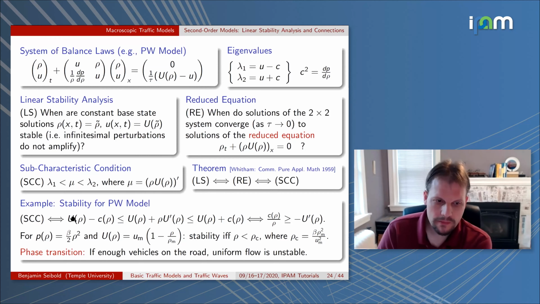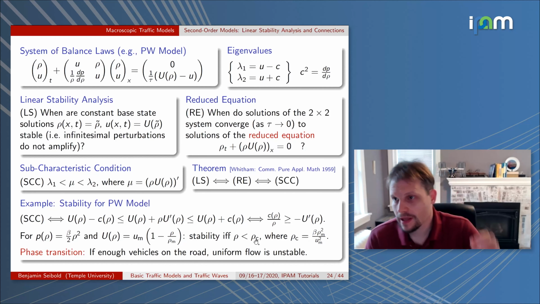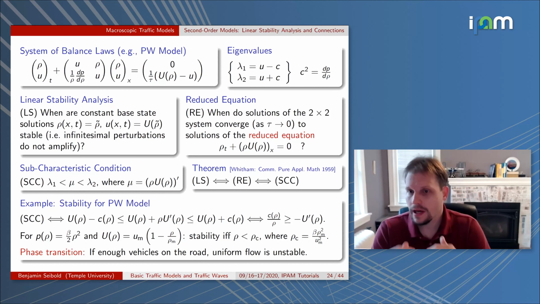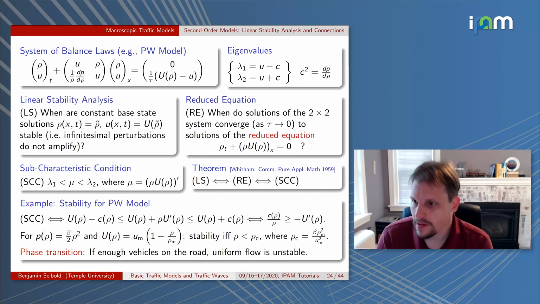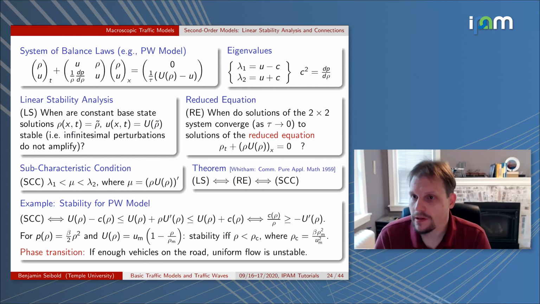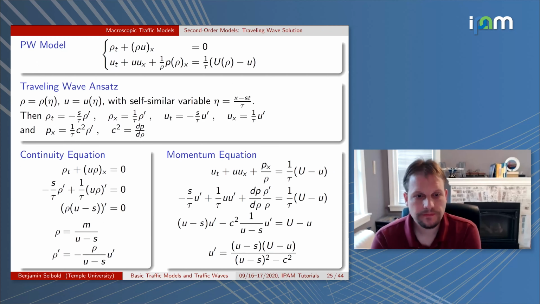So if you plug in some simple but somewhat reasonable functions for that pressure and the velocity function here, then you will get that there is a phase transition in these models. There's a critical threshold density. I call it rho_c here. That's bad notation because that's not the threshold density. It's a different density that depends on the driving behavior. If you're below that density, uniform flow is stable. And if you're above that density, uniform flow is unstable. So these models can capture this phase transition behavior that agrees with what is observed on real roads.